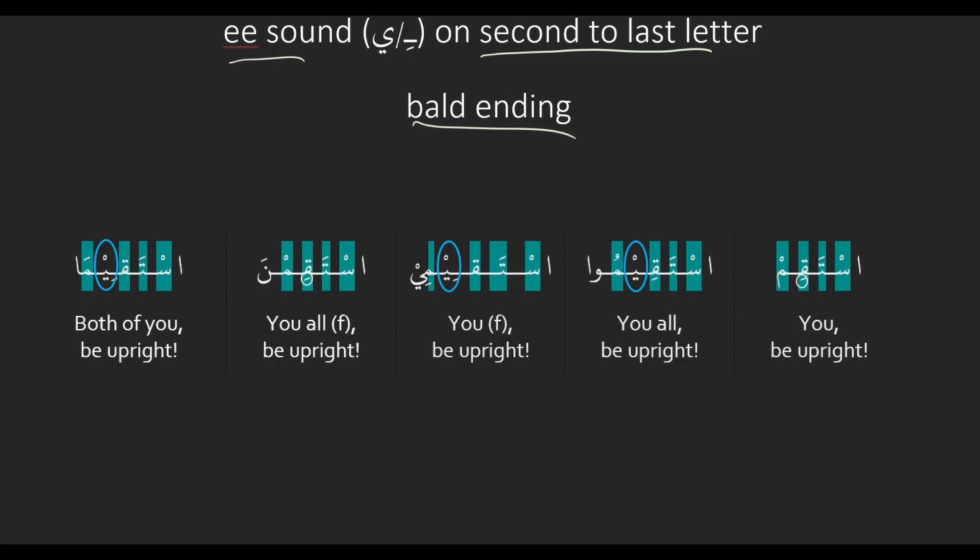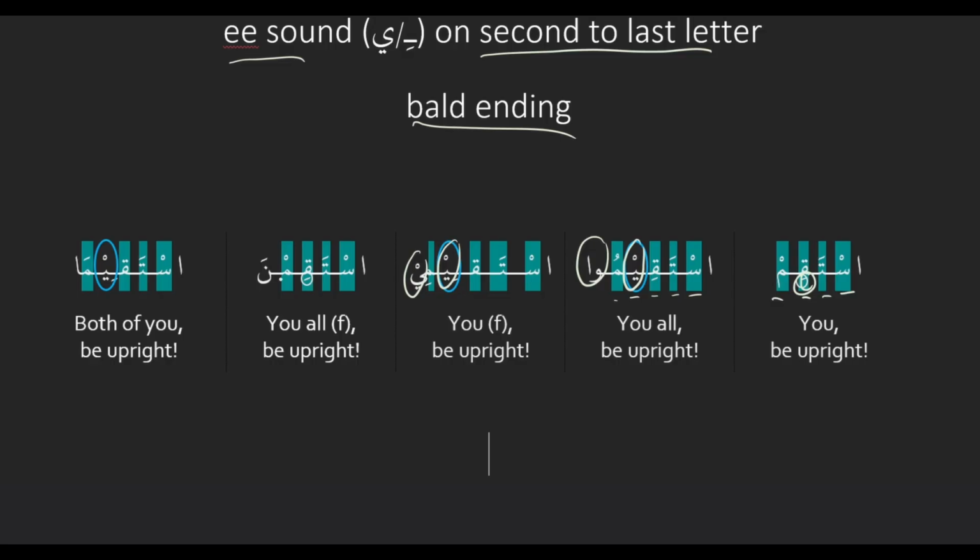So all of these words have more than 3 letters. Istaqim, istaqimu, istaqimi, istaqimna. They all have an E sound on the second to last. Here our second to last letter is the qaf, and there's a kasra there. Here as well, 1, 2, 3, 4, 5, we have a bunch of letters. And the second to last letter, of course, we ignore the indicator, is a ya. Again, istaqimi. If we ignore the indicator, the second to last is the ya.